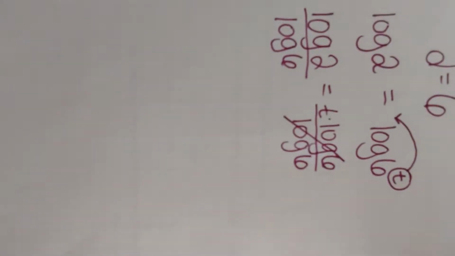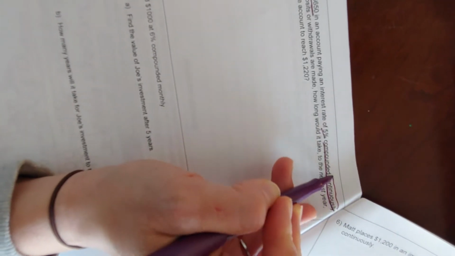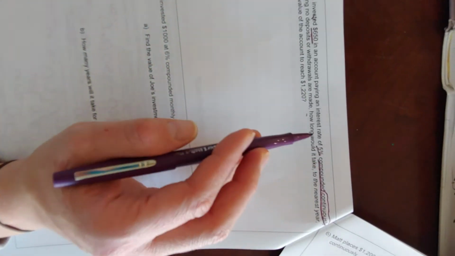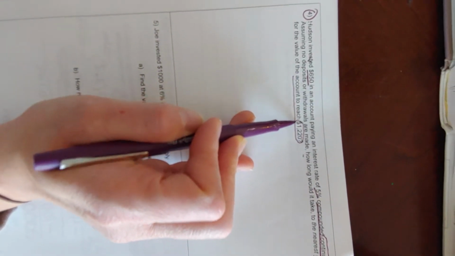All right, so let's use this as a model. And let's look at number 4. All right, so Hudson invests $650 in a bank account that is paying an interest rate of 5% compounded continuously. Assuming no deposits or withdrawals are made, how long would it take to the nearest year for the value of the account to reach $1,220?